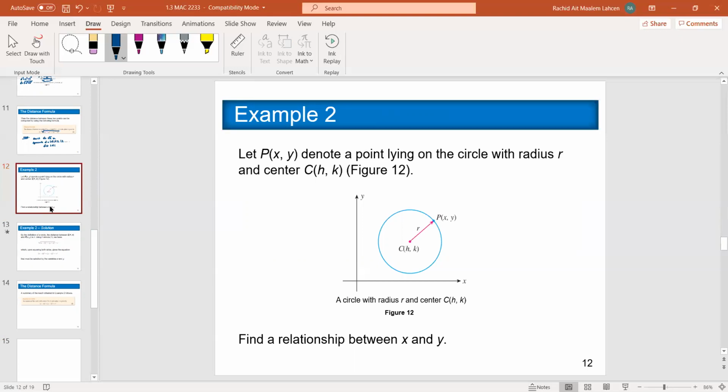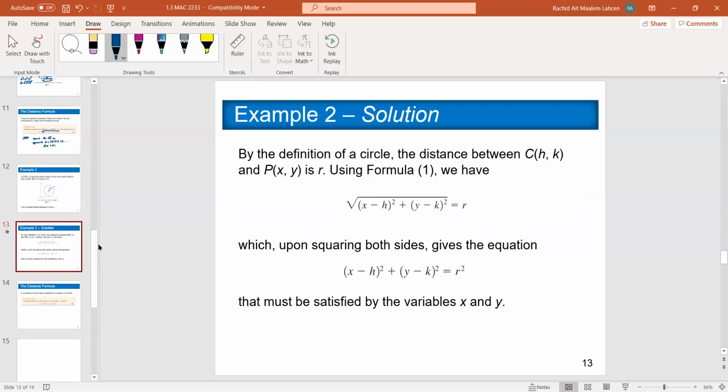Anytime you do this in algebra, the distance formula gives a circle, because a circle is the set of points that have the same distance from the center. That's why this follows right away. From that formula, the distance is going to be r. So it's the same thing.